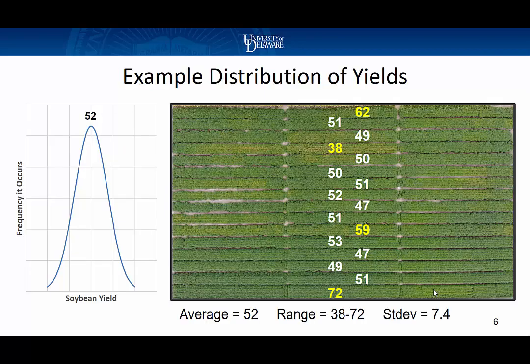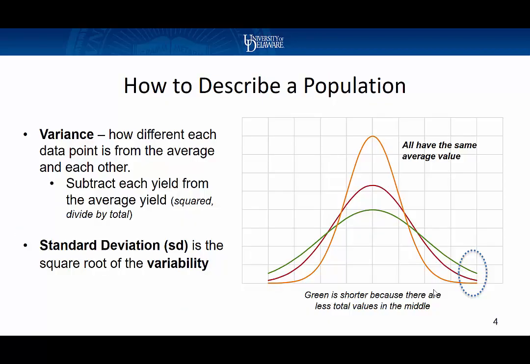So standard deviation is the square root of the variability, because you don't want to give people numbers that are squared. It doesn't always make sense to them. So we square it to get rid of that negative number, and then we take the square root to give you a standard deviation. But standard deviation and variance are pretty much derived from the same value.